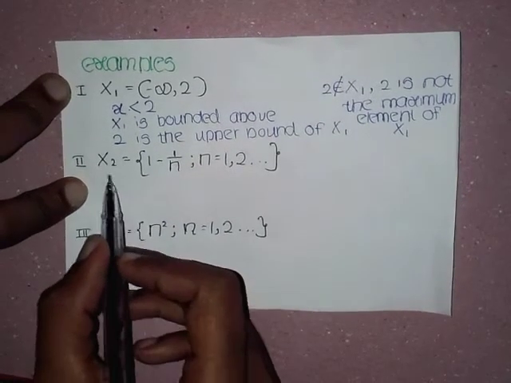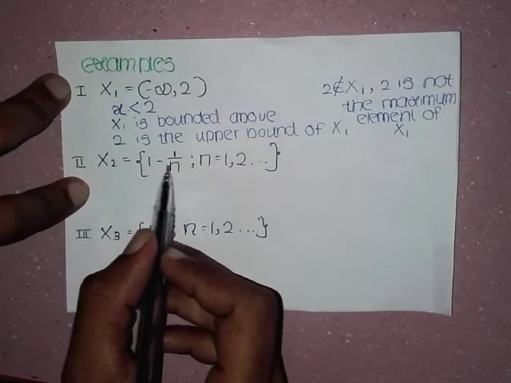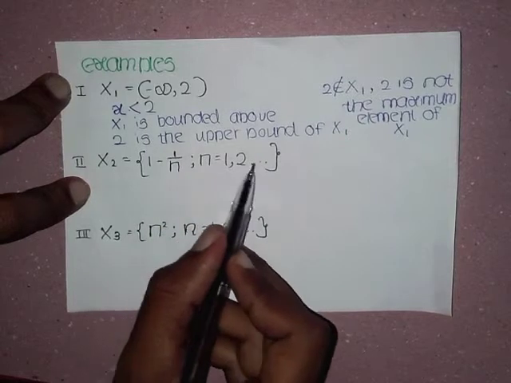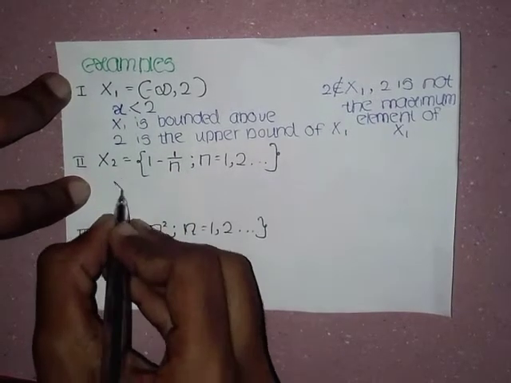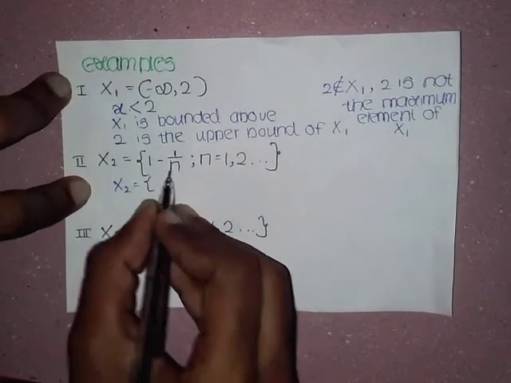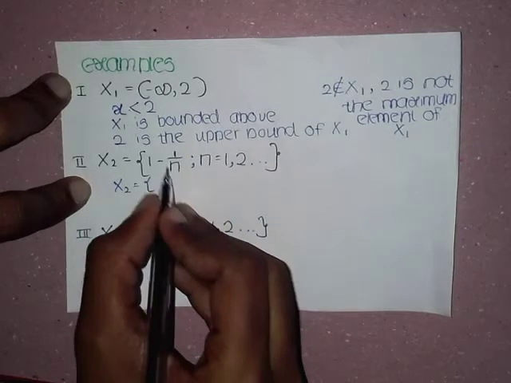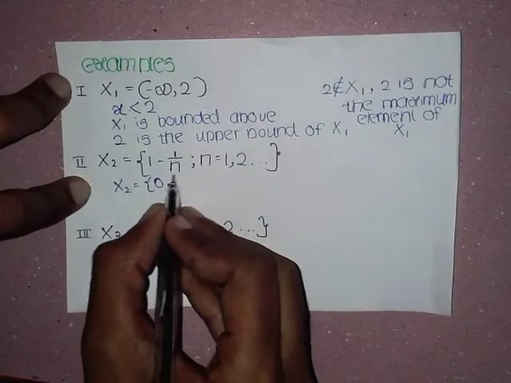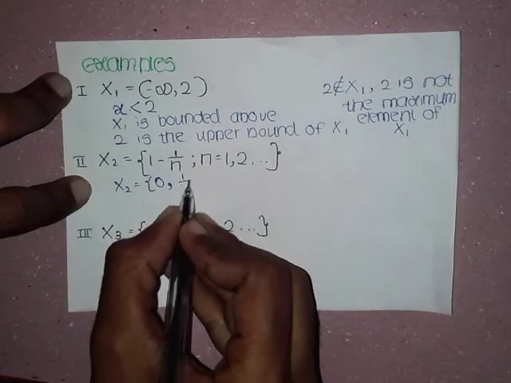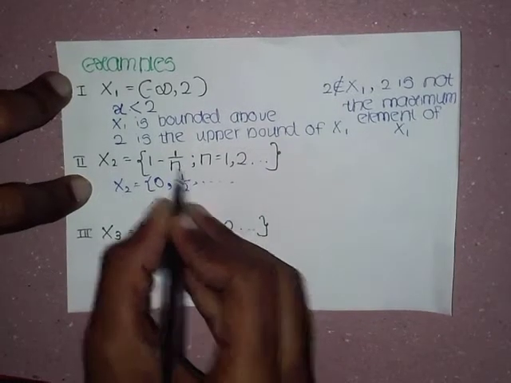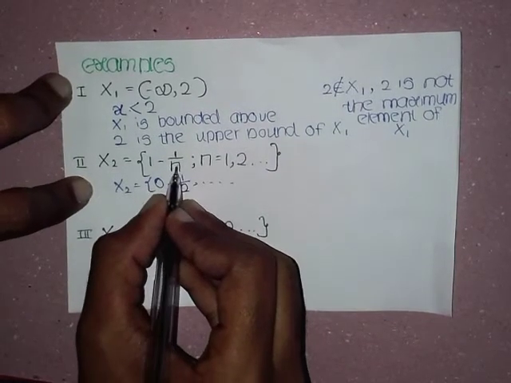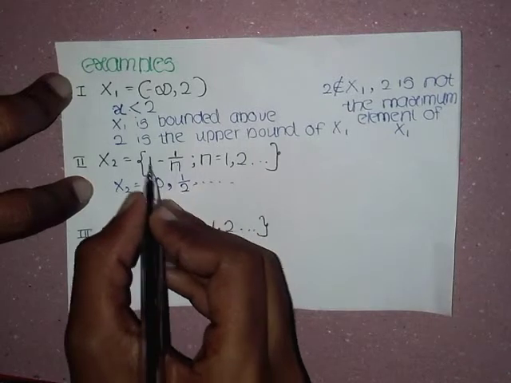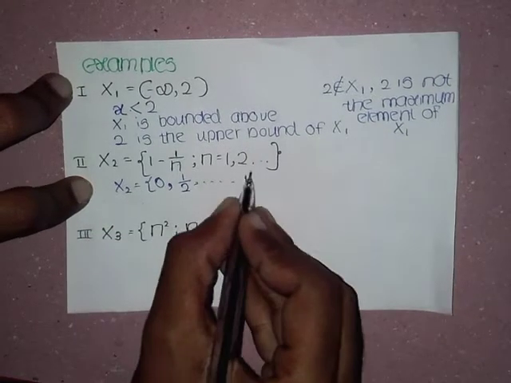Okay, let's take the next example. Here X2 equals 1 minus 1 upon n for n equals 1, 2, 3, and so on. Let's take the elements. When n equals 1, the answer is 0. When n equals 2, the answer is 1 upon 2. Likewise, when n goes to infinity, 1 upon n is 0, so 1 minus 0 means 1.